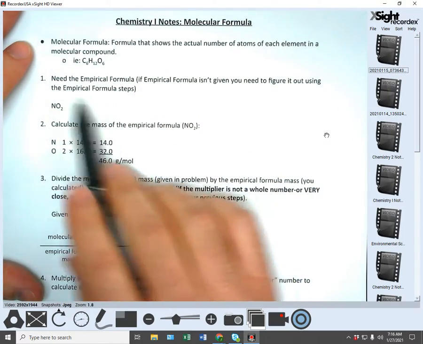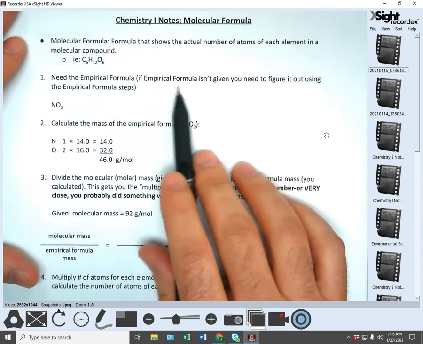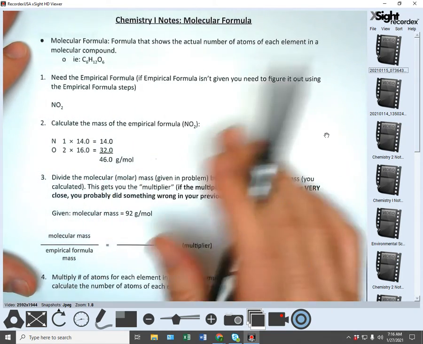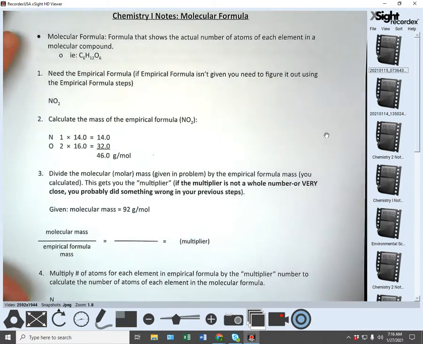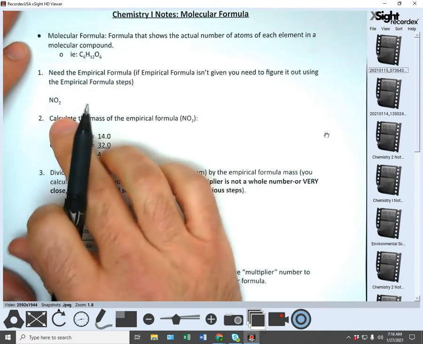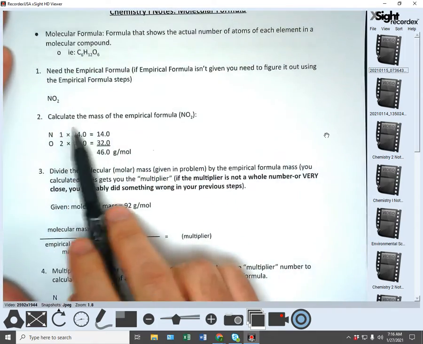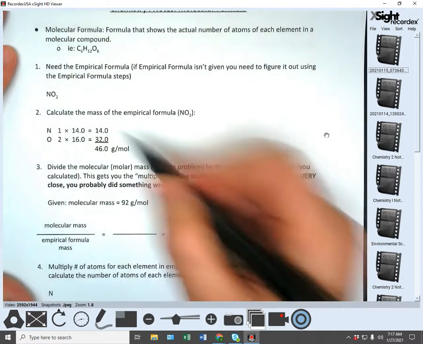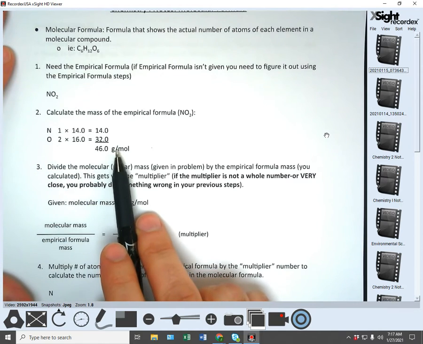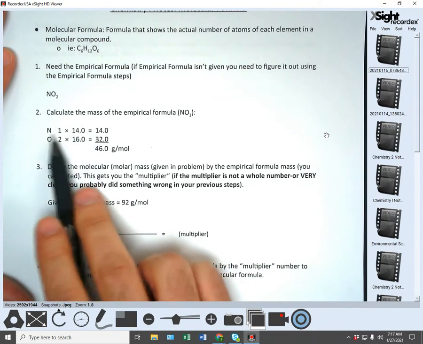How do we do that? Well, the first thing is we need the empirical formula. If the empirical formula isn't given, you need to figure it out using the empirical formula steps. So if you don't have an empirical formula, you do what we did yesterday to figure out the empirical formula first. Okay. Once you get the empirical formula, even if it's given to you or you figure it out, then you calculate the mass of the empirical formula. Now, on these notes, I've already got some of this written in here. So this is the mass of the empirical formula, just like we were doing the molar mass. Okay, so calculate that.